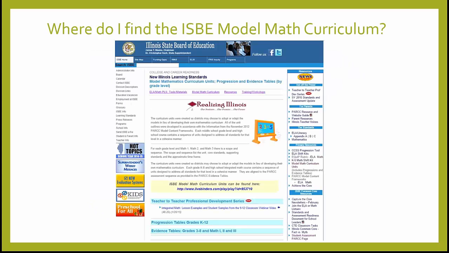And then you may ask, where do you find the ISB Model Math Curriculum? One way is to approach the Illinois State Board of Education website, and you can find underneath the math, ISB Model Math Curriculum units can be found here. Here's a link to the model curriculum.